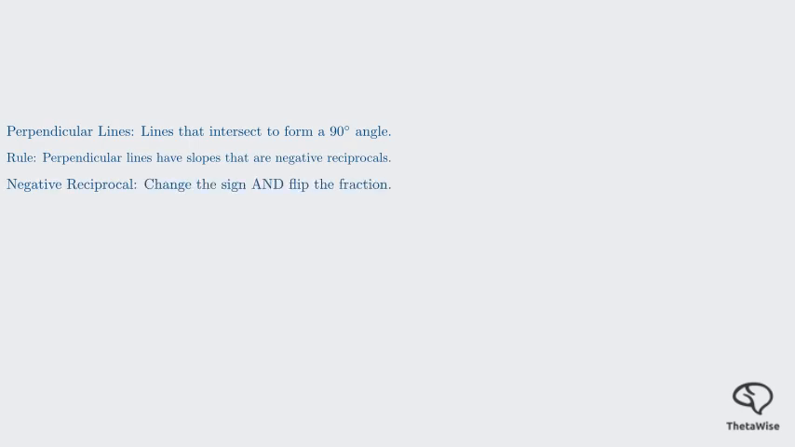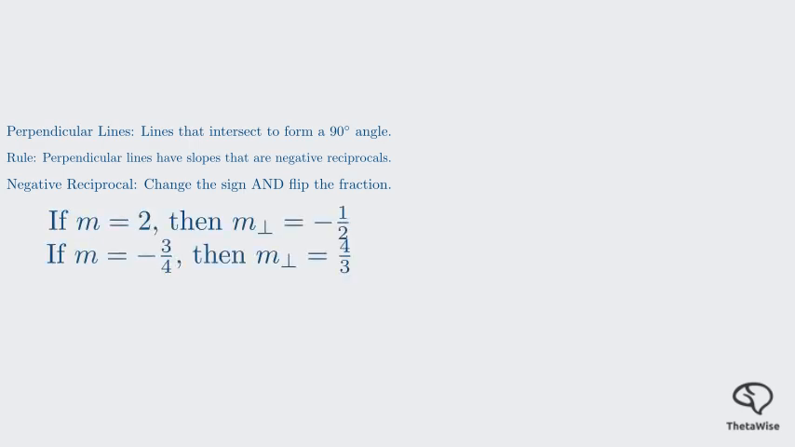Let's break down what negative reciprocal means. The negative part means you change the sign of the slope. The reciprocal part means you flip the fraction. So if a slope is a over b, its negative reciprocal is negative b over a. Let's look at some examples. If a line has a slope of 2, which is 2 over 1, its negative reciprocal is negative 1 over 2. So a line with slope 2 is perpendicular to a line with slope -1/2. If a line has a slope of -3/4, its negative reciprocal is positive 4/3. So a line with slope -3/4 is perpendicular to a line with slope 4/3.